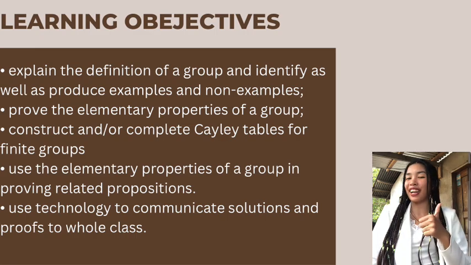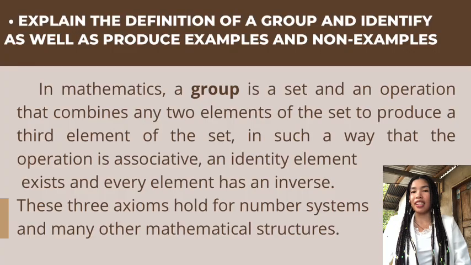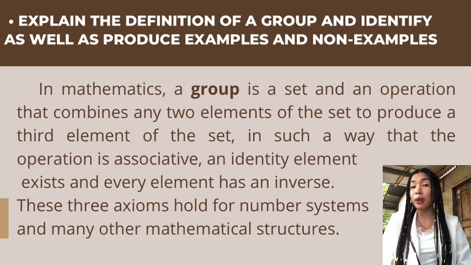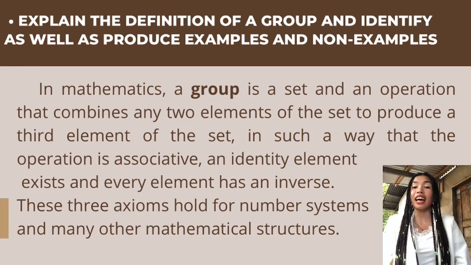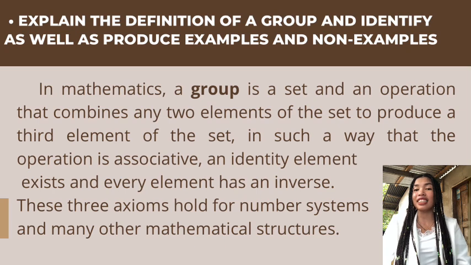So, let us start. In mathematics, a group is a set and an operation that combines any two elements of the set to produce a third element of the set in such a way that the operation is associative, an identity element exists, and every element has an inverse. These three axioms hold for number systems and many other mathematical structures. For example, the integers together with the addition operation form a group.